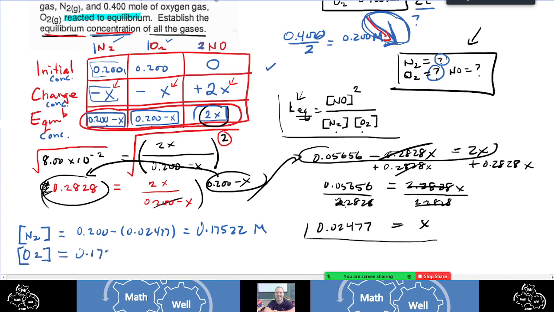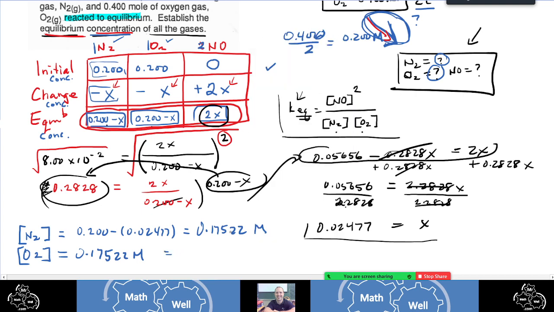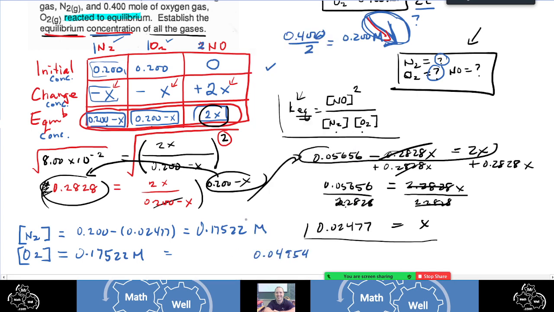So O2 is going to be the same. And then you just multiply this 0.02477 times 2, and that's going to be 0.04954. Okay, and that's going to be the concentration of NO.